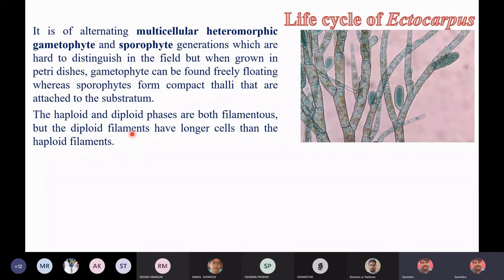But if someone has observed it superficially with a normal microscope, he or she will not be able to differentiate it, neither in nature nor in culture. That's why they can say they are isomorphic type of life cycle.